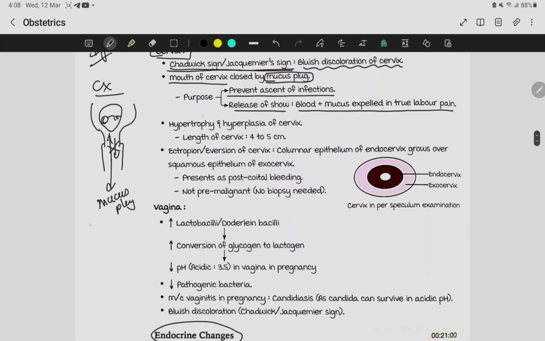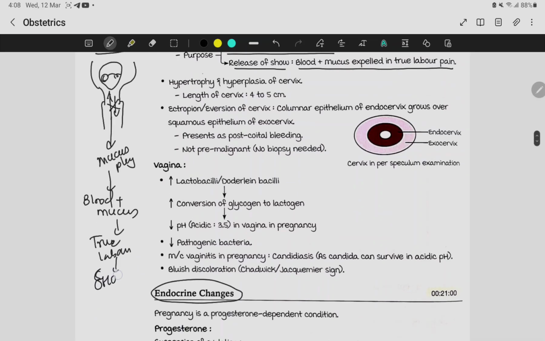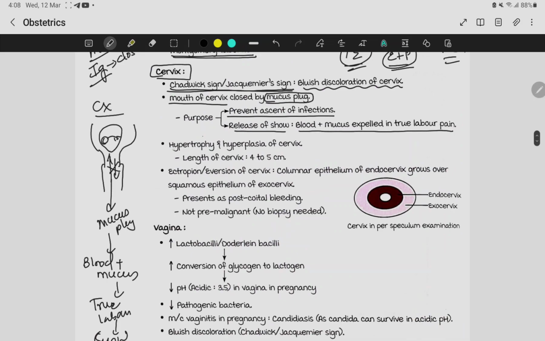Now during labor, this mucus plug, along with blood, gets expelled because of contraction, that is, true labor. So this is called show. What is show? Show is a blood plus mucus plug which is released during true labor.